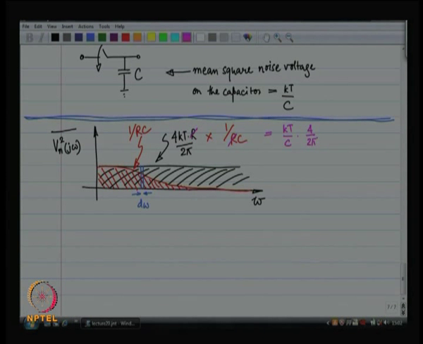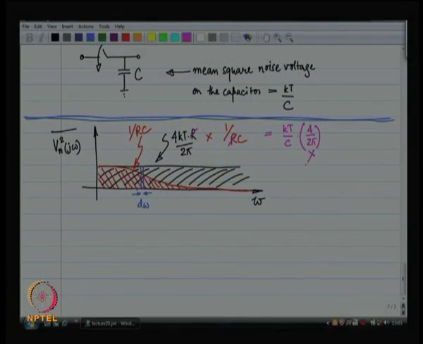It is close to the answer, but not exactly the answer, because you have not done the integration properly. You have just done a super approximate deal over here. You have said that only frequencies below 1 by RC pass through, frequencies above 1 by RC do not pass through, and as a result you have got a wrong result over here. The proportionalities are still the same. So, this is what is wrong.